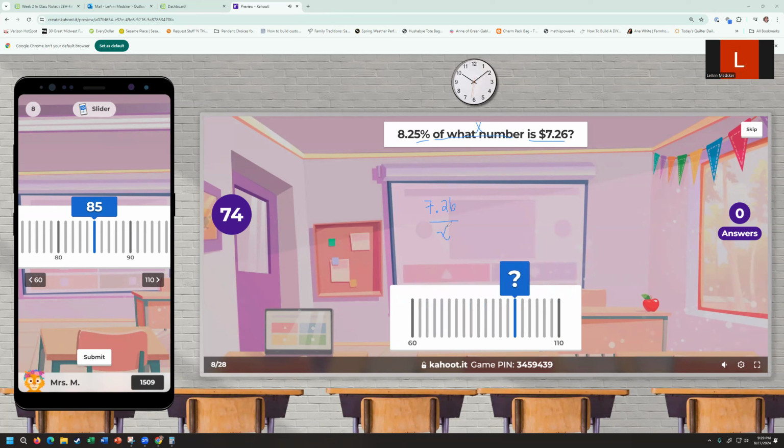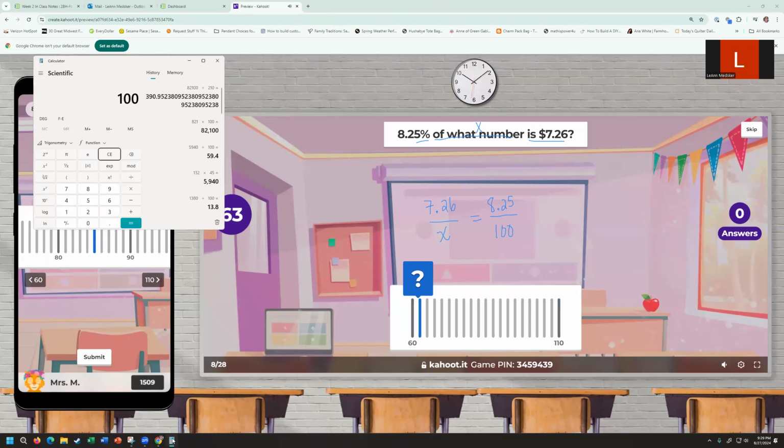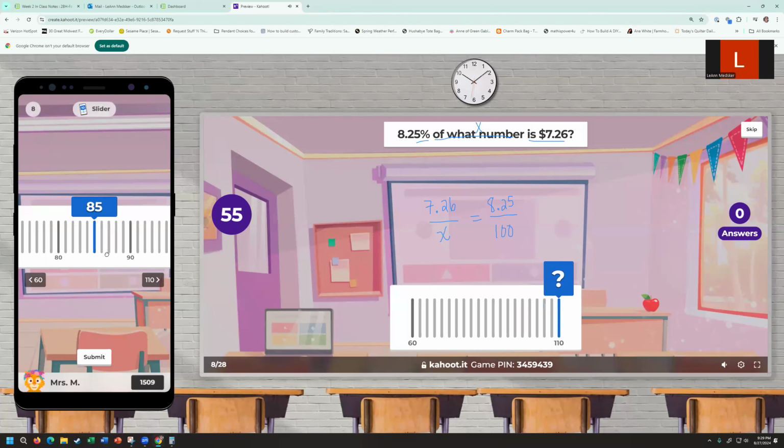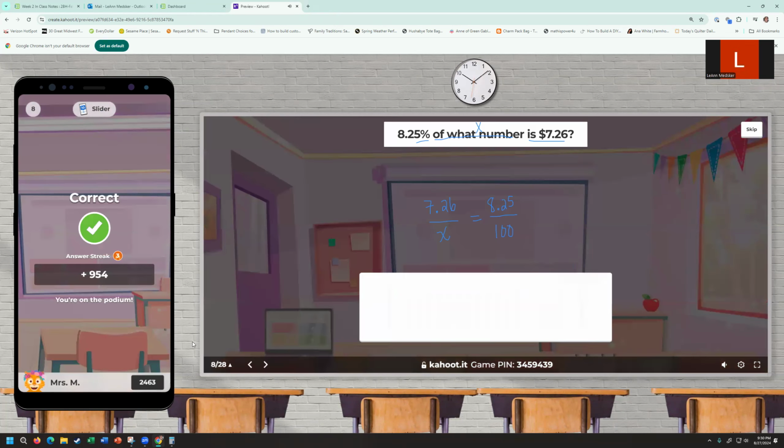So is over of equals percent over 100. We'll get our calculator out. So we're doing 100 times the 7.26, and then dividing that by 8.25 comes out to exactly 88. So if you were doing a slider problem, you would use your finger to slide to the correct spot, make sure it's highlighting that number, and then submit.